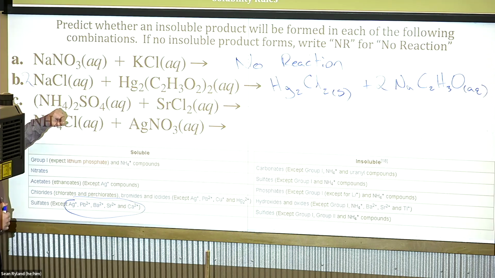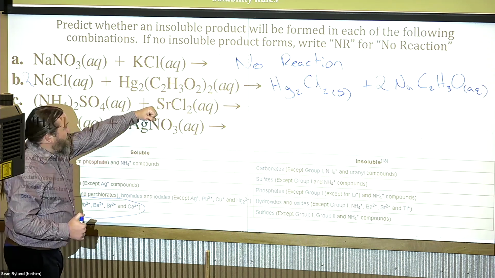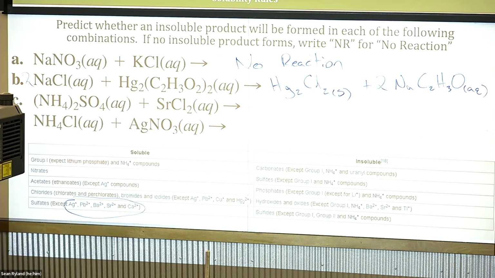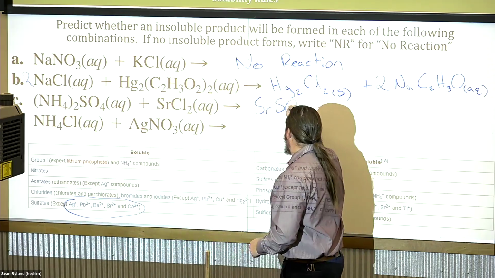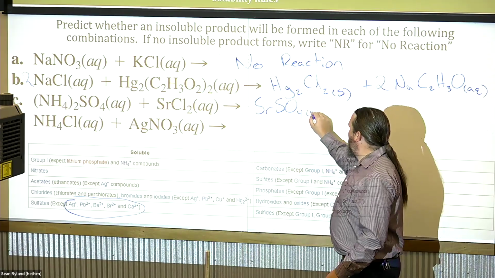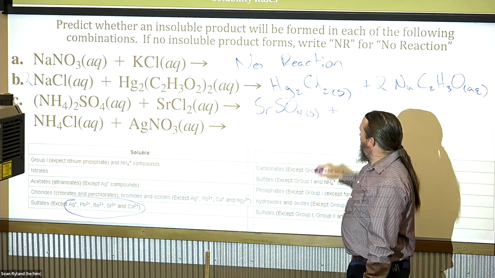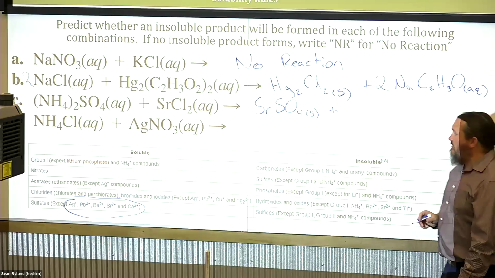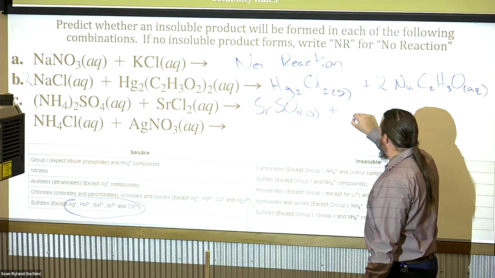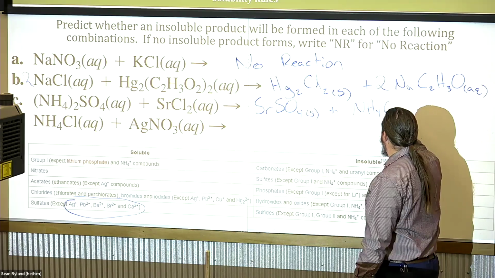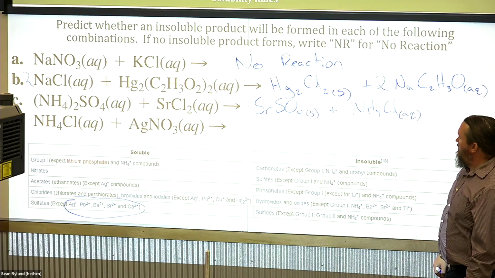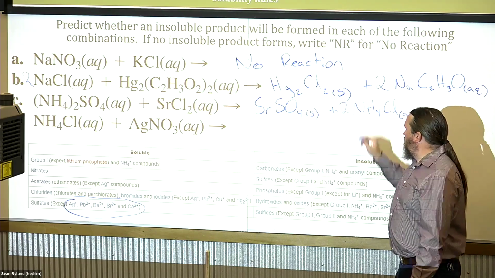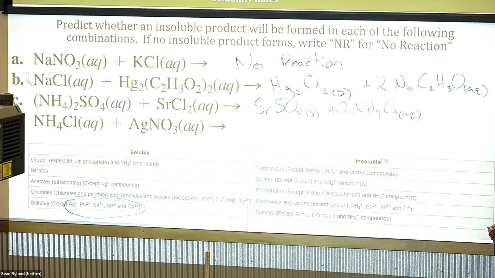So we've got sulfates and we've got strontium. That tells us right there we're going to make a solid product. Strontium sulfate is going to be a solid. And our other possible combination is the ammonium and chloride. Ammonium chloride is going to stay aqueous. And again, we would want to balance it for our final answer.